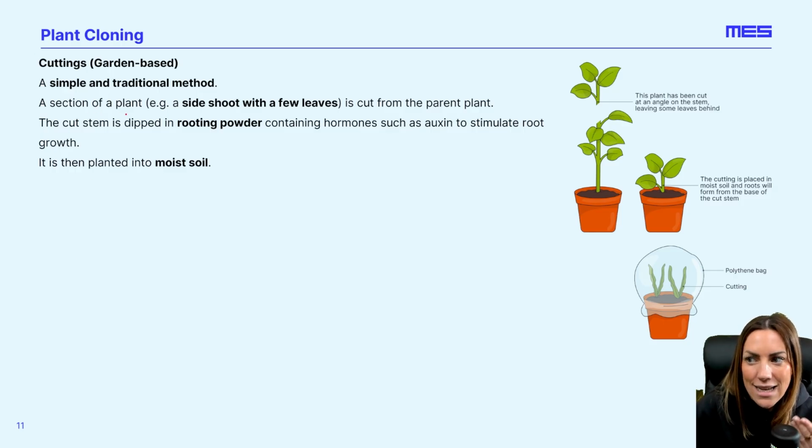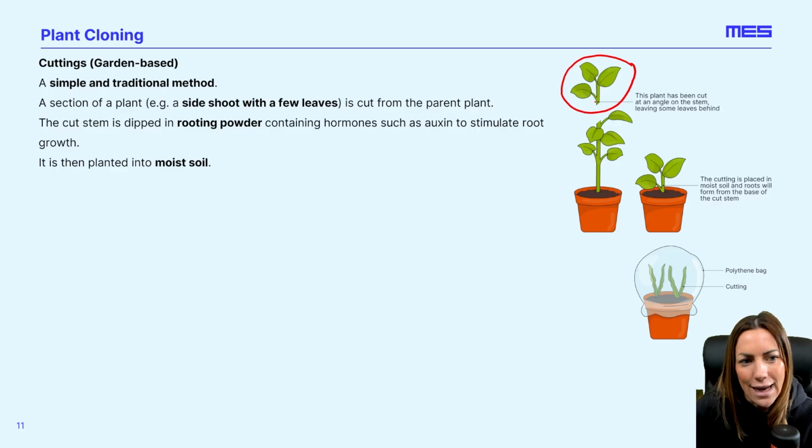This is simply where a section of a plant is cut from the parent plant. So you can see that here. We are cutting off a small portion of stem with a few leaves, making sure that we leave the parent plant with some leaves as well, so the parent plant doesn't die, isn't too damaged. So leave some leaves on the parent plant so it can continue to photosynthesize, but take a portion of shoot or maybe a side shoot from the parent plant.